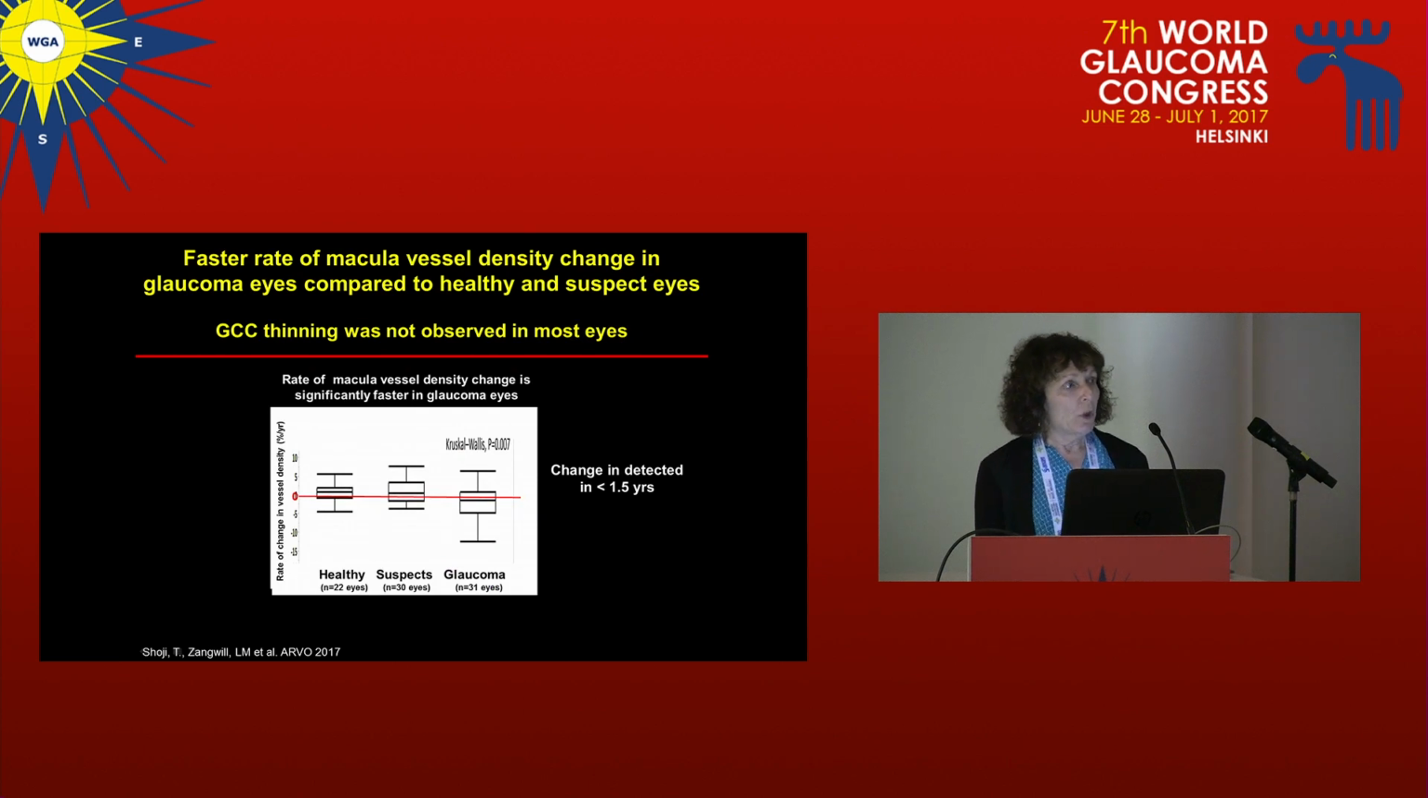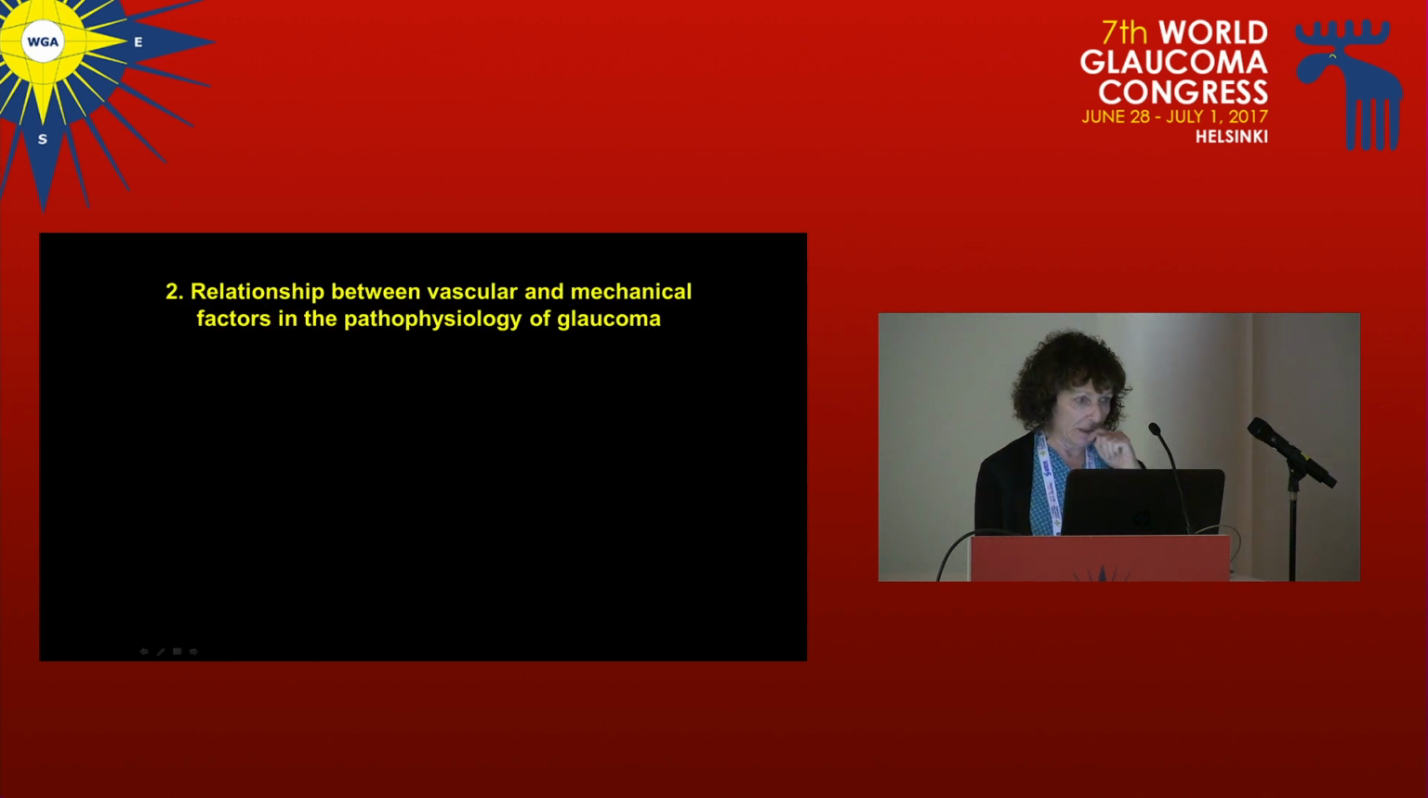When we looked at 3 groups, small number of eyes, short follow-up, but in the healthy eyes and the suspect eyes, we did not see a change in the microvascular dropout. Only in the glaucoma eyes do we see a significant change, and this is in less than a year and a half. In this particular cohort, we were not able to see a ganglion cell complex change. So this is interesting, and I think this will really be helpful in understanding the pathophysiology of glaucoma. I think we're also going to be looking at the relationship between vascular and mechanical factors.